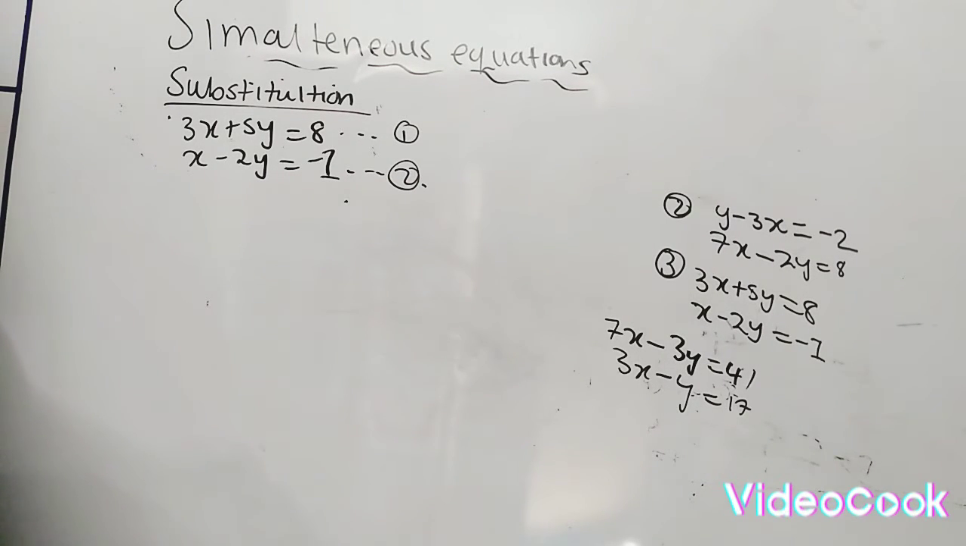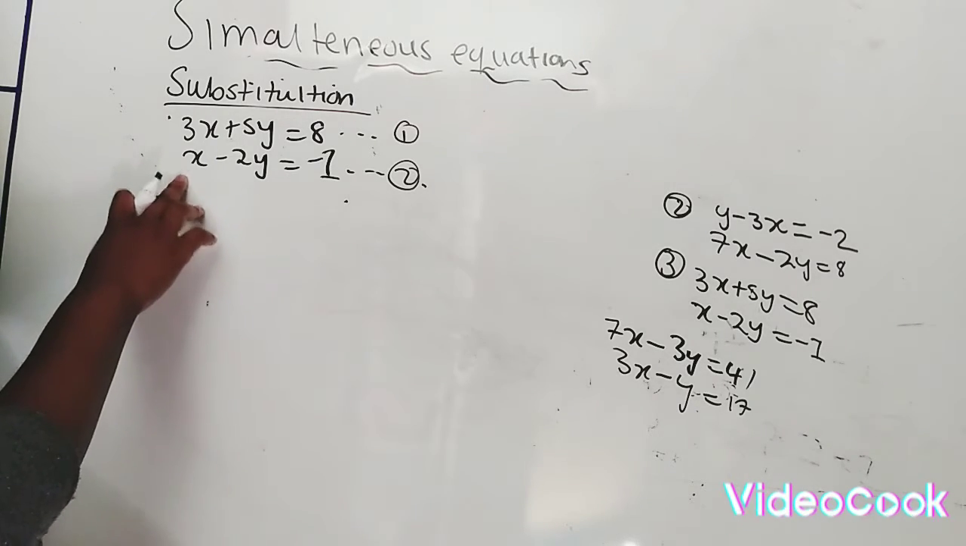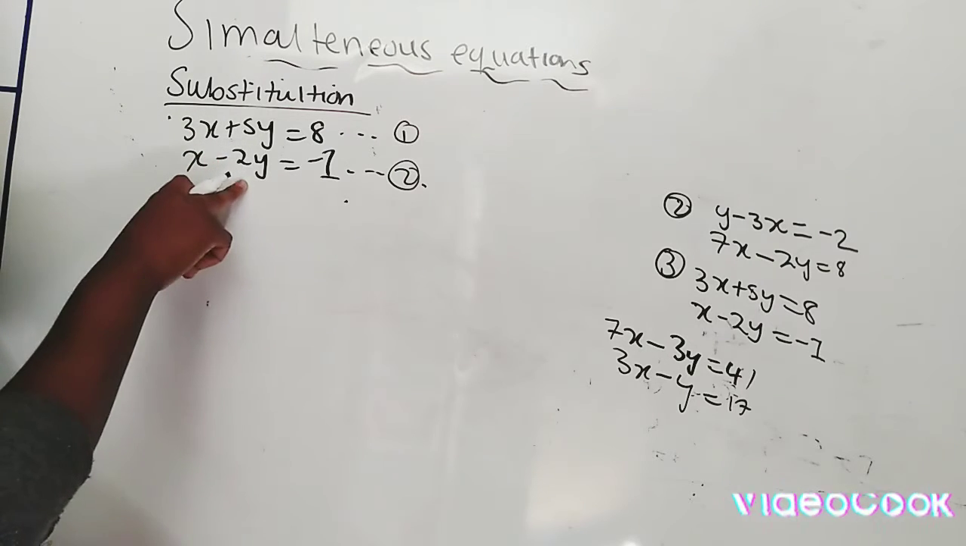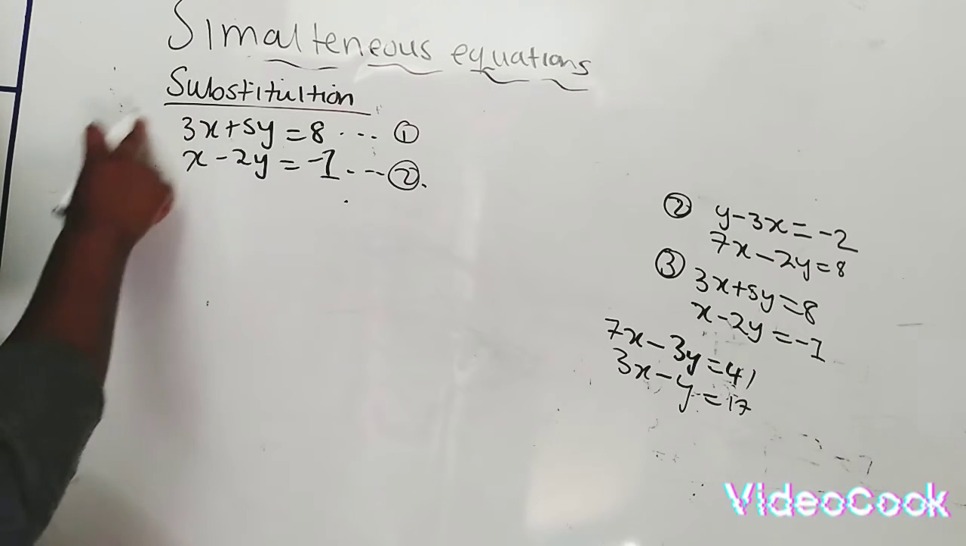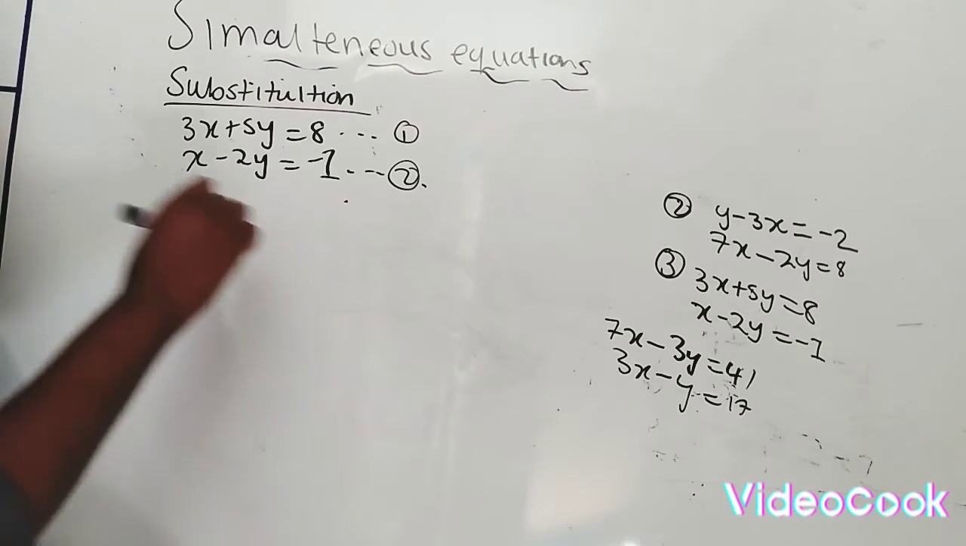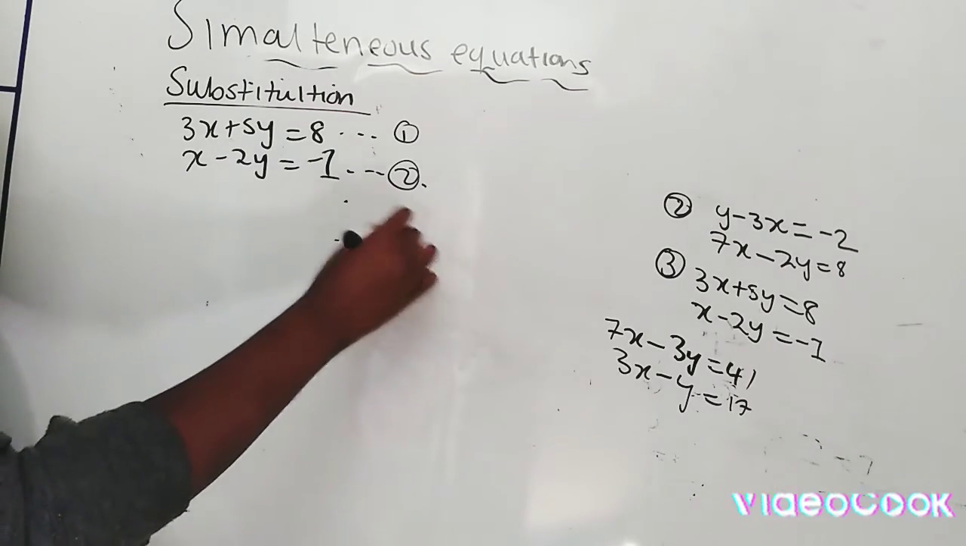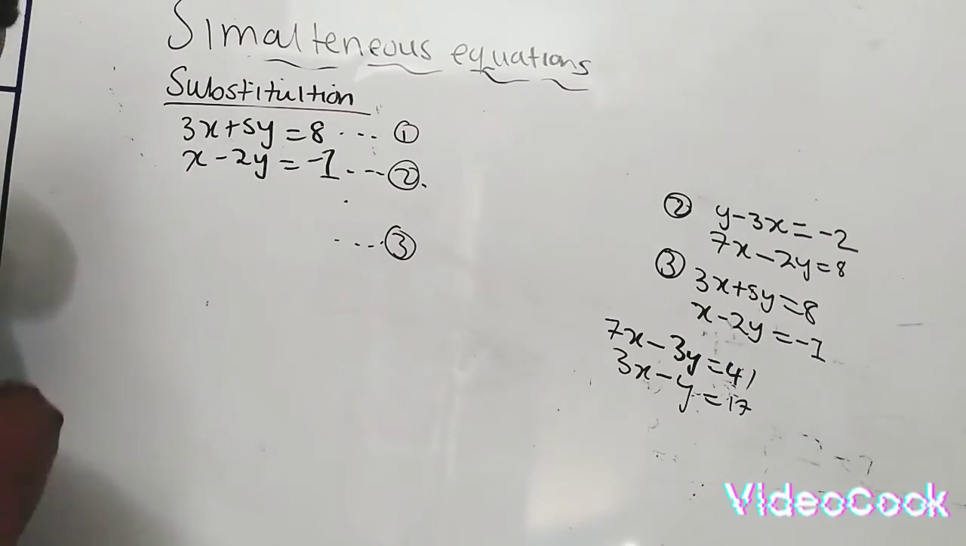What tells me, guys, is the coefficients. I will check the coefficients of both variables. In this case, the coefficient of x is a 1. For y, it's a 2, then 3 and a 5. I will choose to make equation 3 from an equation that has the coefficient of x or y being a 1.